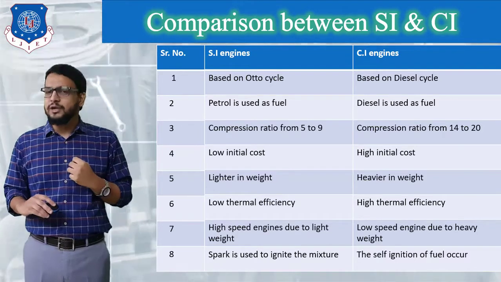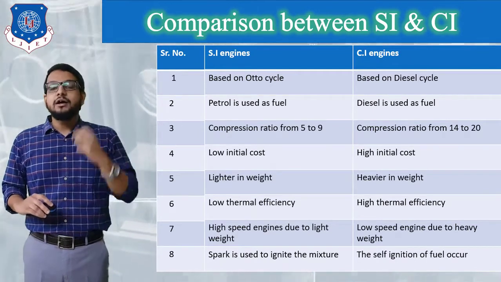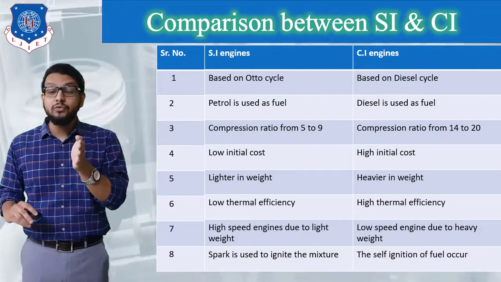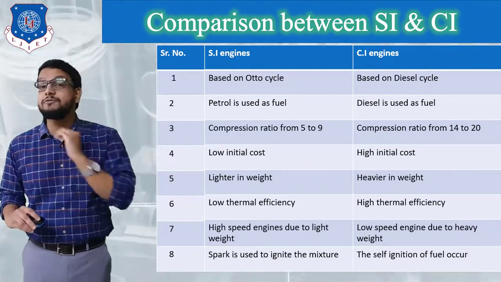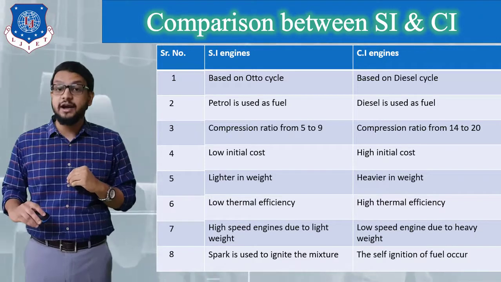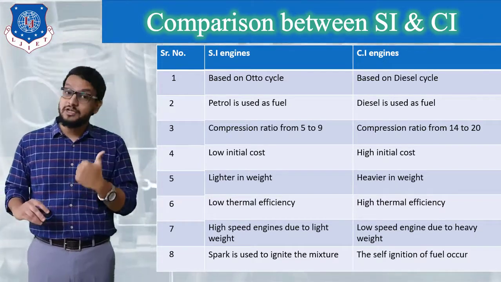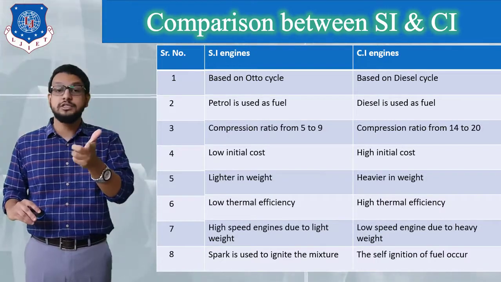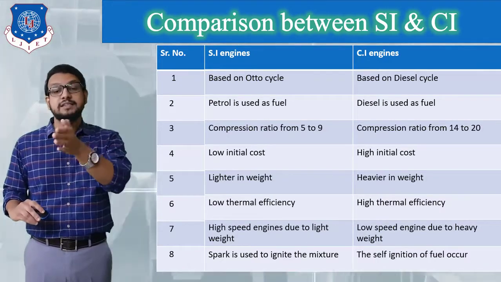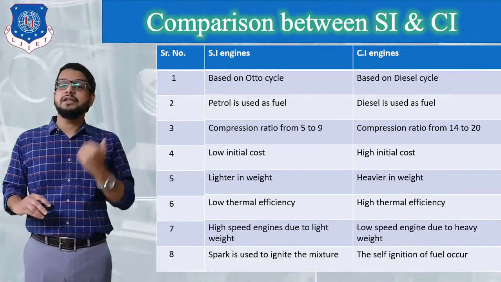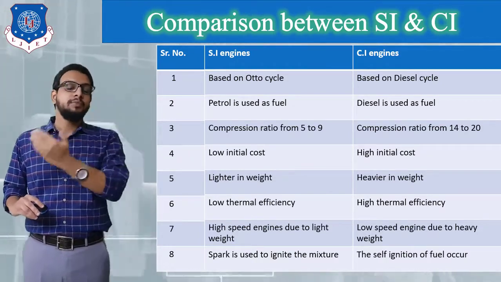Now talking about compression ratio. As we know, compression of the air and petrol mixture is lower compared to compression of air in the CI engine, that is the diesel engine. High compression of air takes place in the CI engine, whereas low compression takes place in a petrol engine. So the compression ratio will be lower in the SI engine, ranging from 5 to 9, whereas in a CI engine it ranges from 14 to 20.